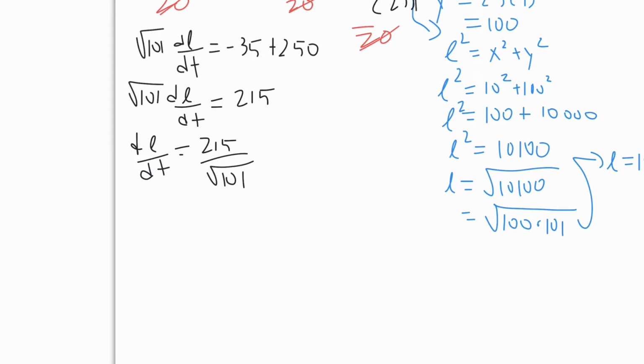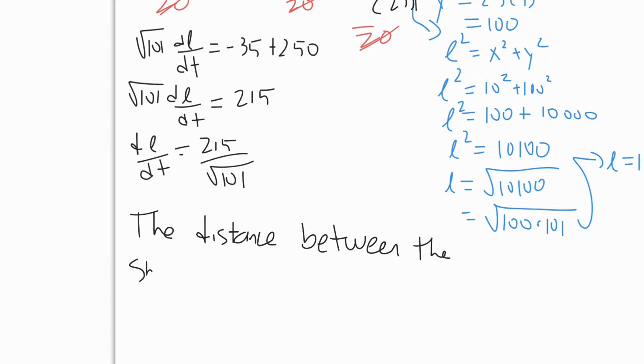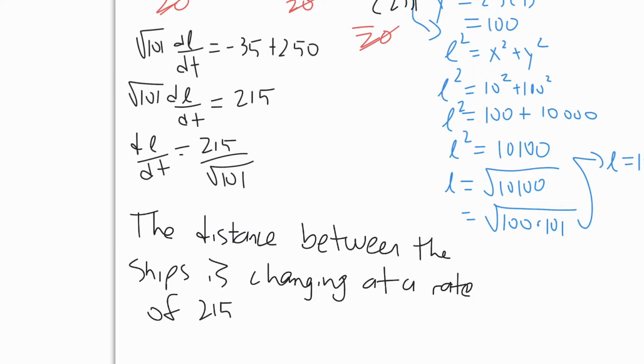We can say the distance between the ships is changing at a rate of 215 over root 101 kilometers per hour.